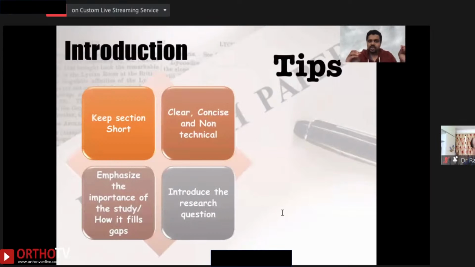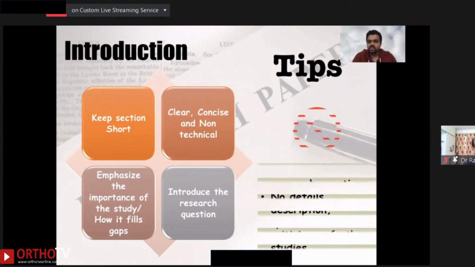The tip is to keep the section short, clear, concise, and non-technical, so that any reader at the first instance finds the introduction interesting. You should emphasize the importance of the study and how it fills the gap between what we know and what we don't.